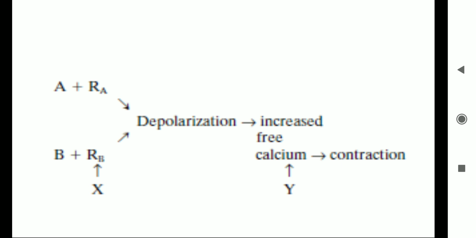An example of non-competitive antagonism is an antihypertensive drug known as diazoxide, which is a non-competitive antagonist.